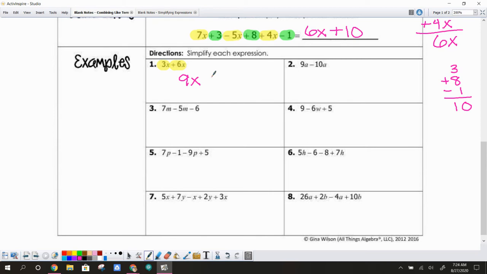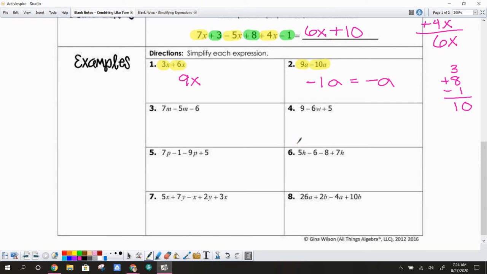Okay, so then for number 2, same thing, we're going to highlight to find our like terms, and we only have like terms here. We have 9a minus 10a, so I'm going to focus on 9 minus 10. The a stays, so 9 minus 10 is a negative 1a, which equals negative a.